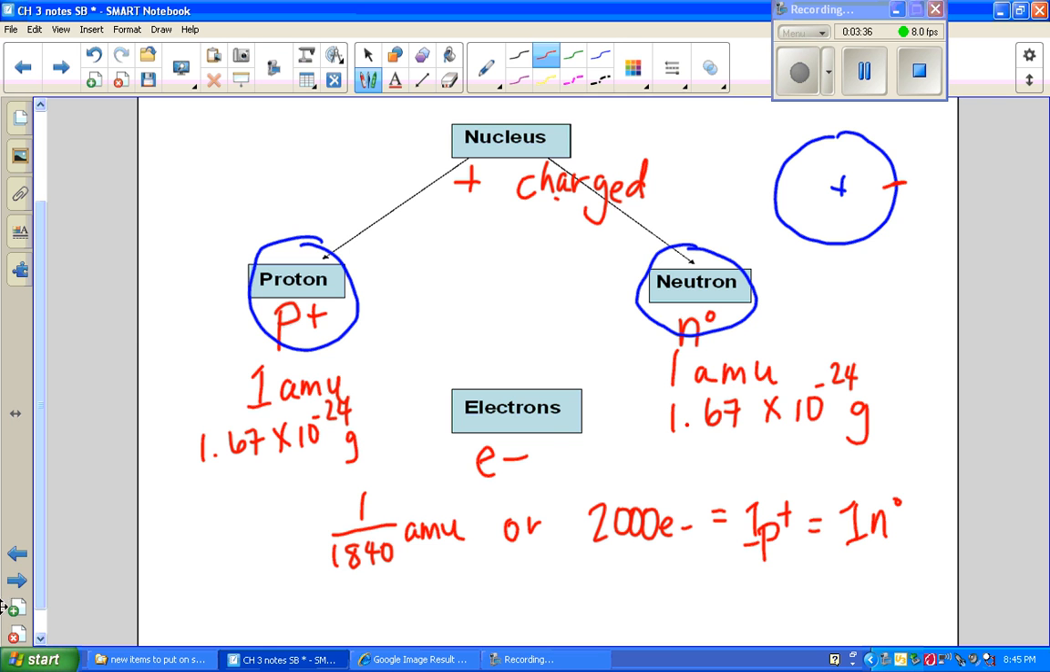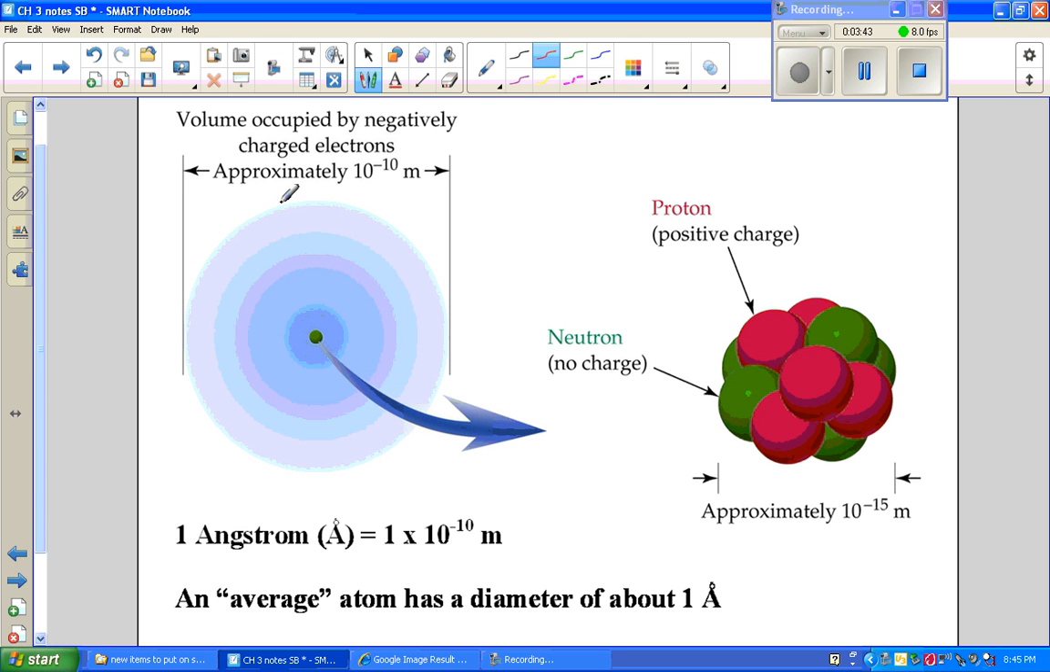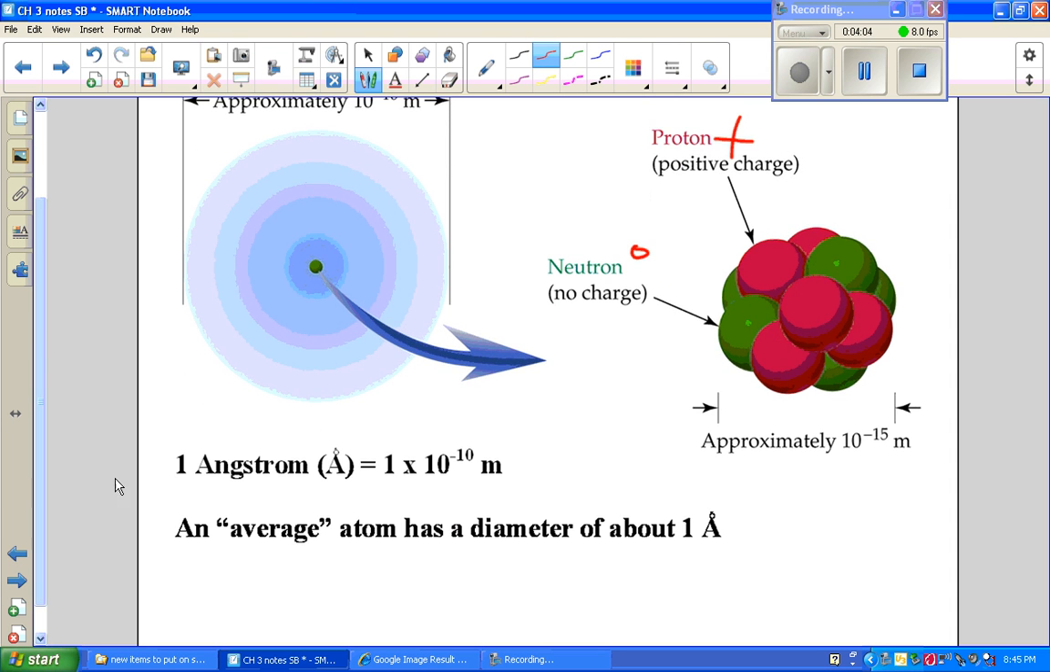Okay, so as we move along, let's give this a little bit more substance about the size. We can say that volume occupied by negatively charged electrons is approximately 1 times 10 to the minus 10th meters, which is equal to an angstrom. Again, we have this nucleus, which is 10 to the negative 15th, and you can see the different parts that we just talked about. Protons are positive, neutrons do not have any charge. So on average, an average atom has a diameter of about 1 angstrom, incredibly small.